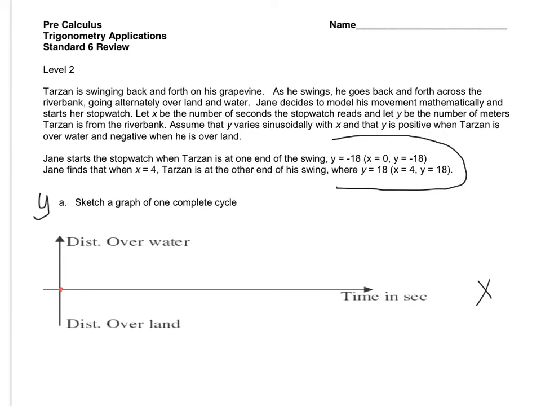Jane finds that when x is 4, so scale out to 4 on your x-axis, Tarzan is at the other end of his swing, where y is 18. So you go over to 4 on your x-axis and up to 18 on your y-axis. So that's your max. So you have a min and a max. But remember, when you're graphing cosine equations, you need either 2 minimums or 2 maximums.